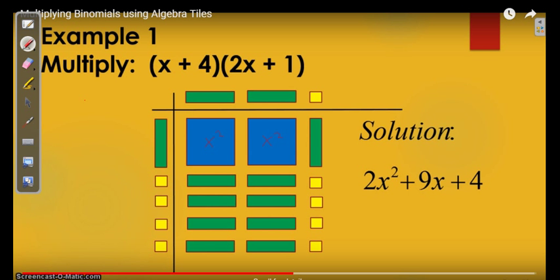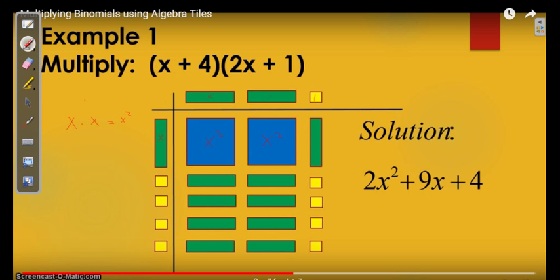So if you have x times x, what do you get? x times x, that is x squared. This is where they got the x squared from, right? x times x, that's where they got the x squared from, right? Then they did x times 1, so that's 1x.